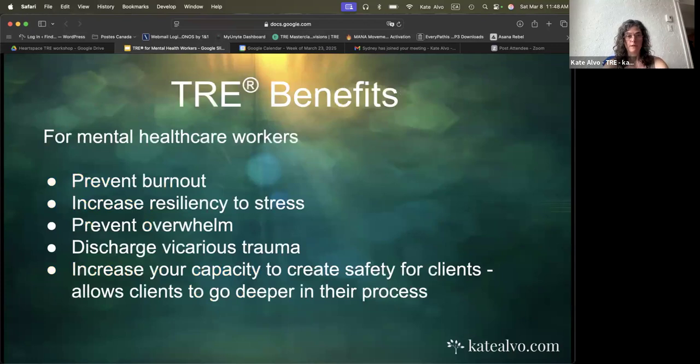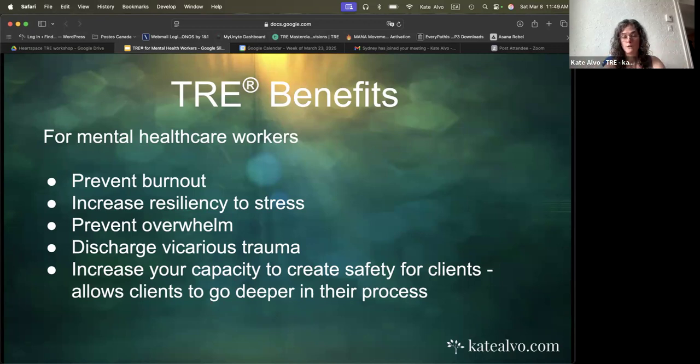So the benefits for mental health care workers. TRE is a practice, first of all. Once you learn it, you can use it for the rest of your life. Having a regular nervous system practice can really help prevent burnout. It can increase your resiliency to stress, prevent overwhelm, discharge vicarious trauma, and increase your capacity to create safety for your clients, which will allow your clients to go deeper in their process.